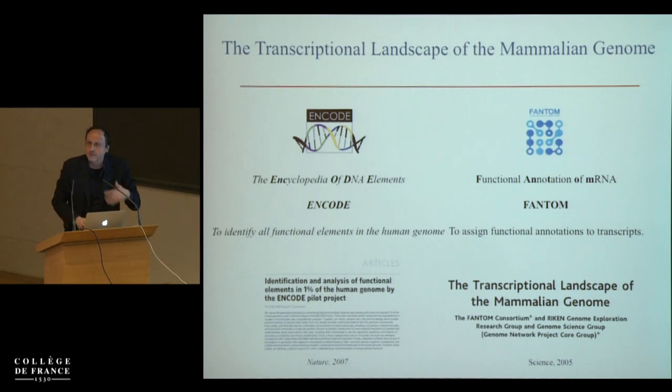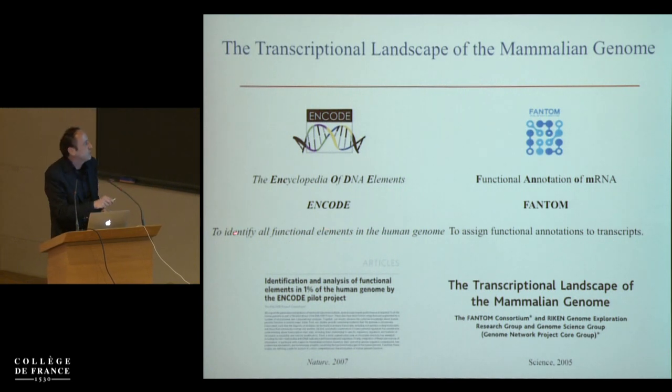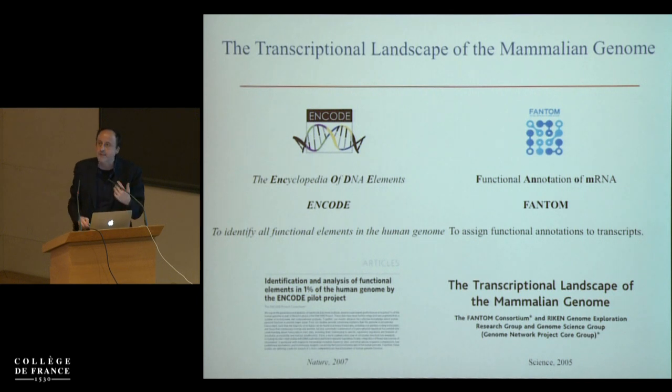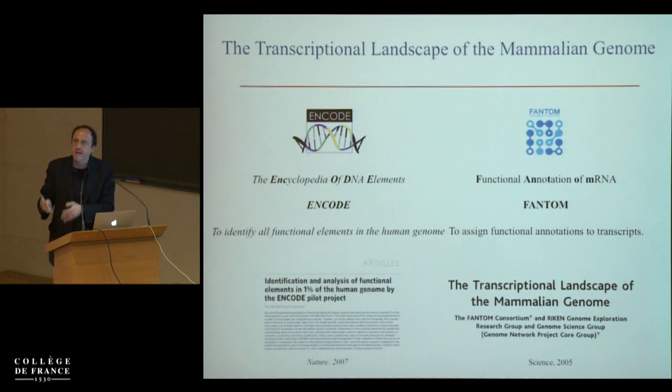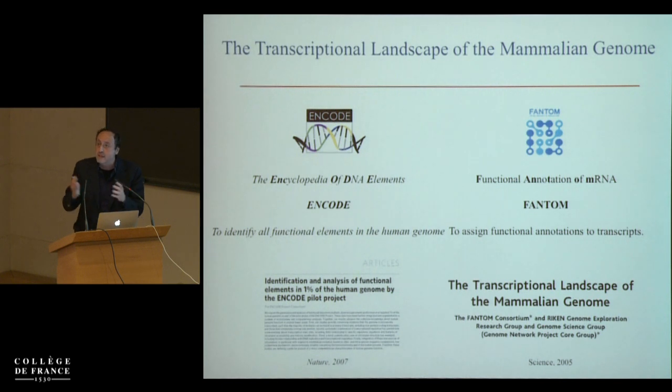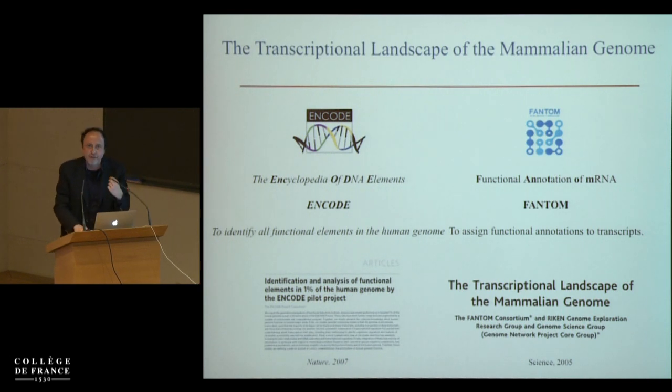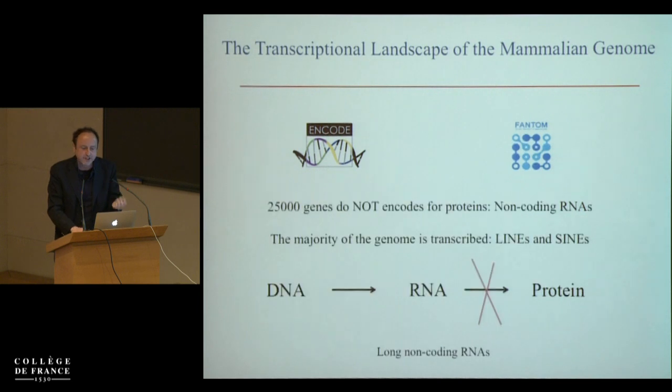So all of you know that since the sequence of the human genome, we are now in the post-genomic era, thanks to the work of 2 large consortia. On one hand, ENCODE, the Encyclopedia of DNA Elements, whose aim was to identify all functional elements in the human genome. And on the other hand, the FANTOM consortium, Functional Annotation of Mammalian cDNA, which aimed to assign a functional annotation to every transcript in every tissue and time in mouse and human. Actually, we now have a completely different understanding of the functional characterization of a mammalian genome.